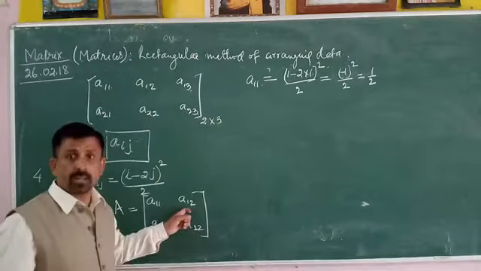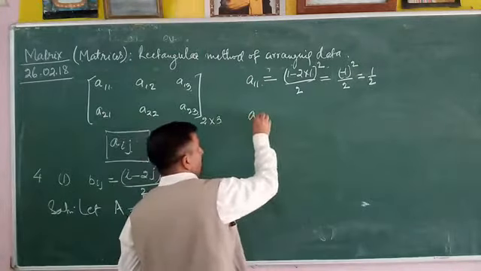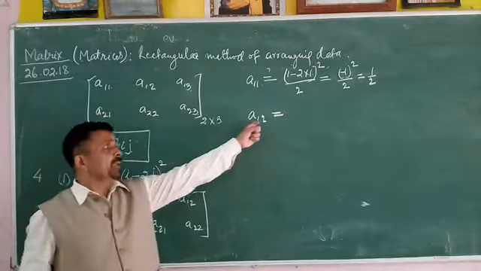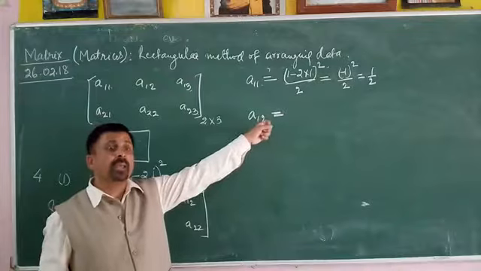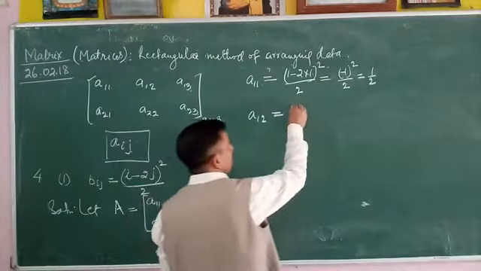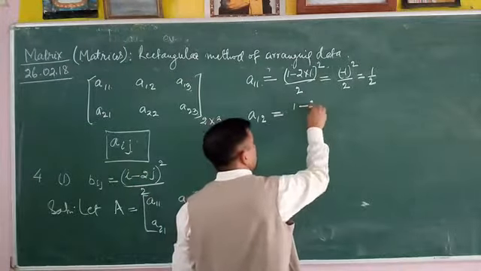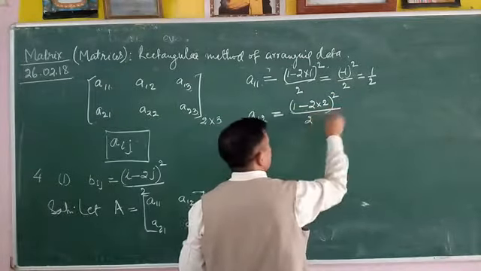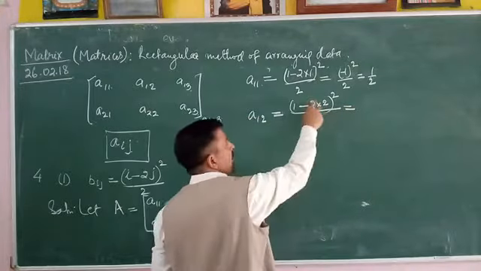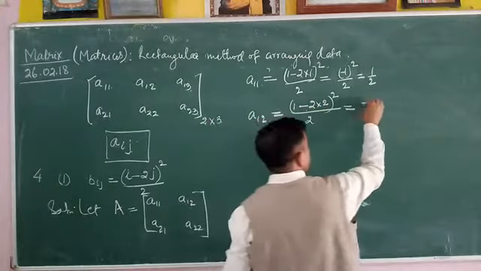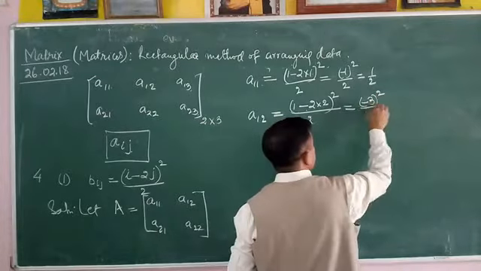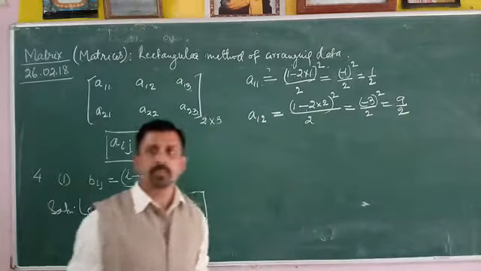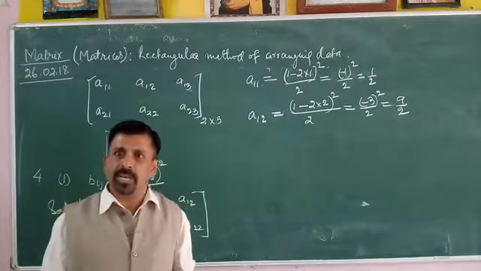Now we will go to find the other elements one by one. Now we are going to calculate A12. That means now the value of my I will be 1 and the value of my J will be 2. So we will put it in the given condition. So (1 minus 2 into 2) whole square divided by 2. This is 2 times 2 is 4. 1 minus 4 is minus 3. Negative 3 square divided by 2. This will become 9 over 2. We got the second element also?